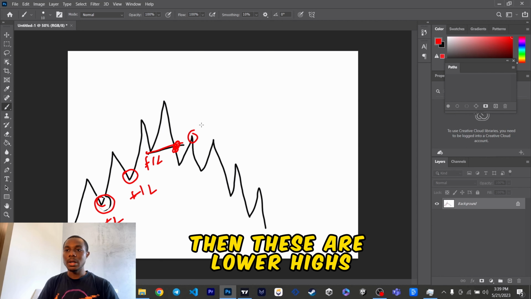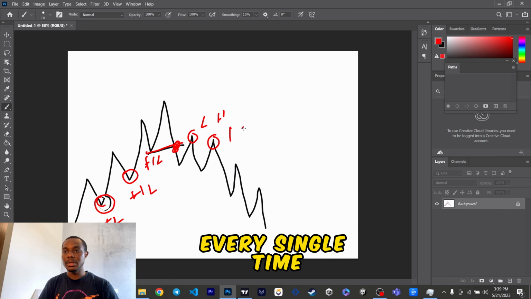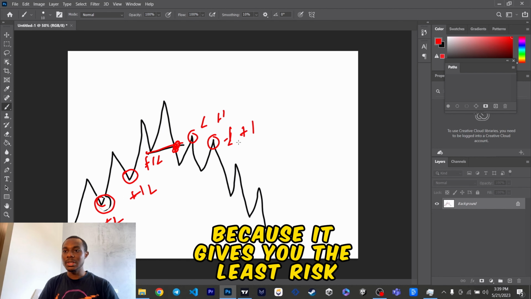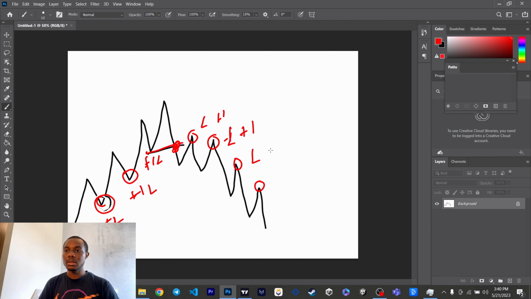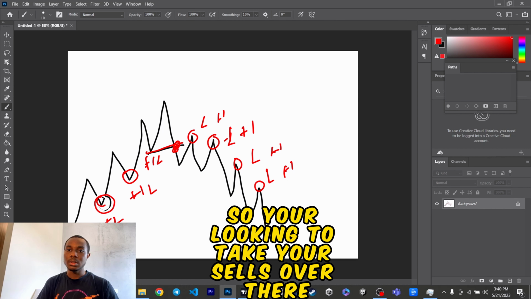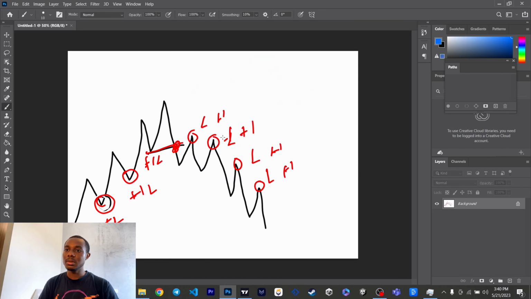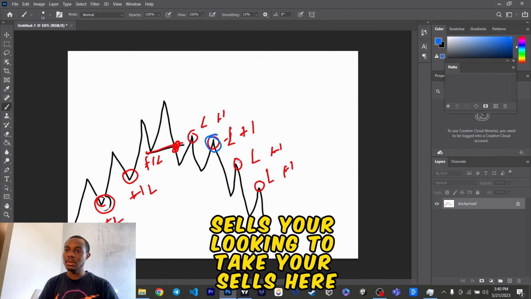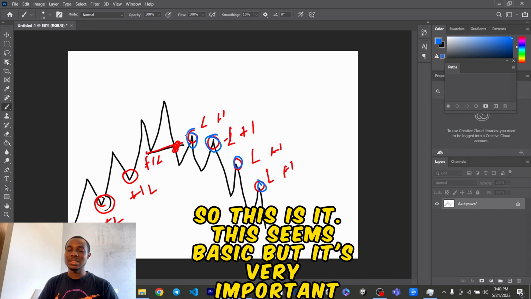Then these are lower highs. That's where you're looking to take your sells every single time, because it gives you the least risk. And risk management is one of the biggest things. This is a lower high. This is a lower high. So you're looking to take your sells over there. I'll probably put that blue. Sells, you can take your sells here. So this seems basic, but it's very important.